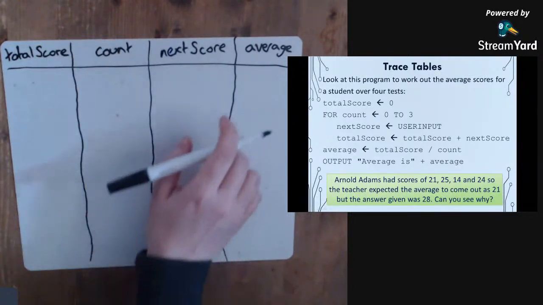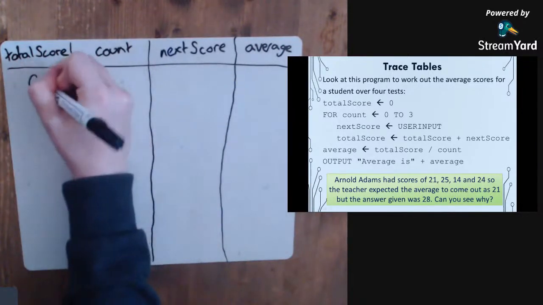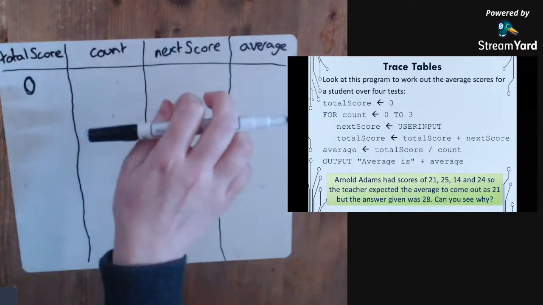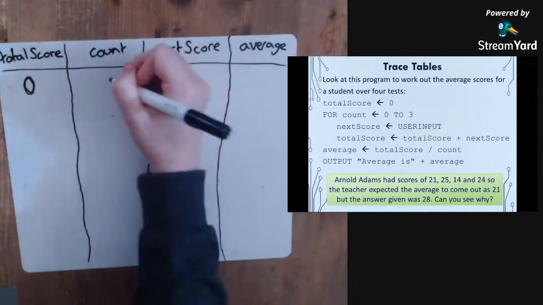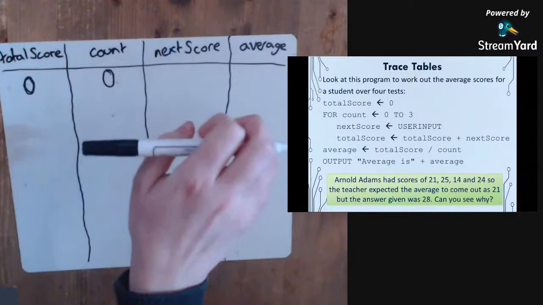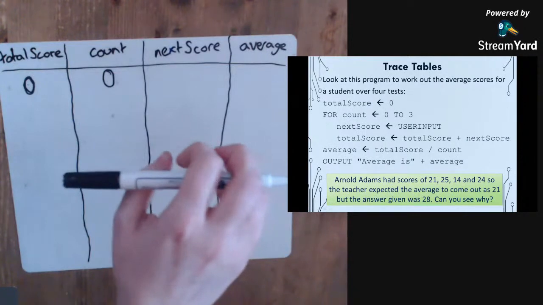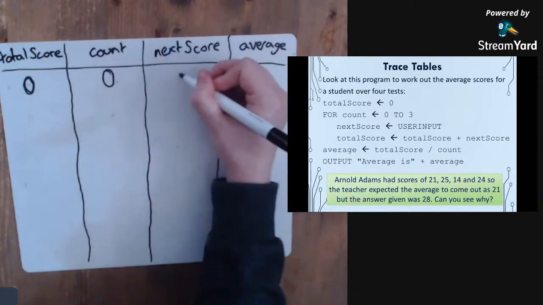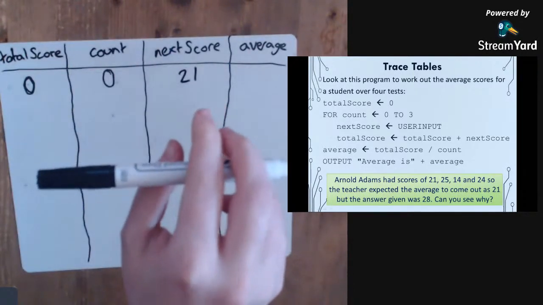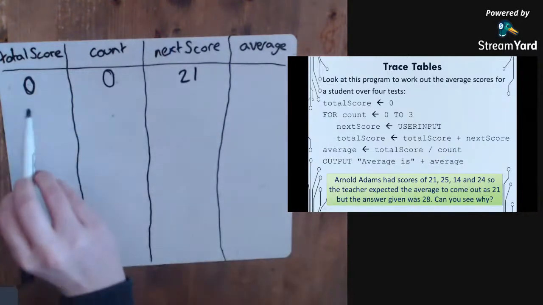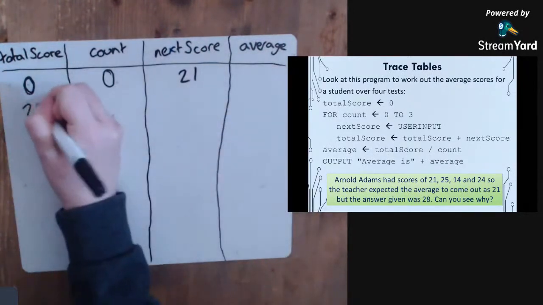So we're starting with total score is equal to 0. So I'm going to put that in. Total score is equal to 0. Okay. And it says for count is 0 to 3. So count is going to start at 0. Okay. And then it says next score is user input. So the user input, as it's mentioned at the bottom here, is 21. So I'm going to make that 21. And then it says total score becomes total score plus next score. So what's the total score at the moment? 0 plus next score is 21. 21 over here. Okay.